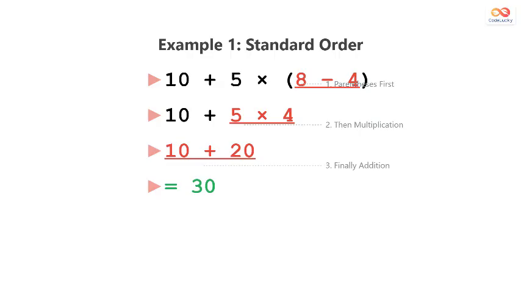Let's walk through an example. 10 plus 5 times (8 minus 4). First, we do the parenthesis, 8 minus 4 is 4. Now we have 10 plus 5 times 4. Multiplication is stronger than addition, so we do 5 times 4 next, which is 20. Finally, 10 plus 20 gives us 30.